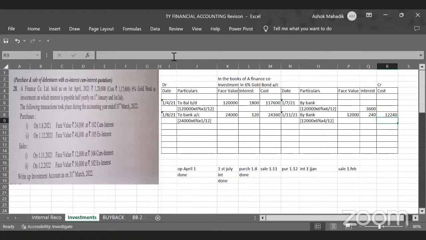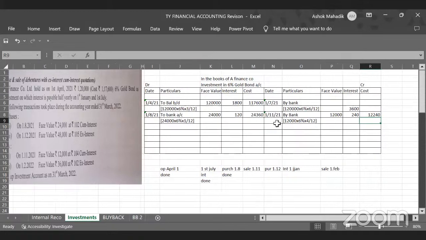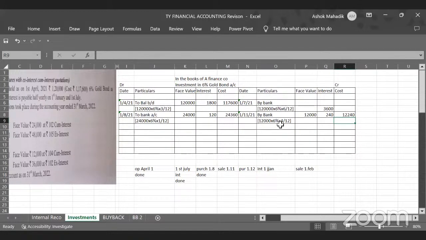Clear, students? Now, since there is a sale, we have to calculate whether we have made a profit or loss on this sale transaction. What we need to do? We need to know what profit or loss we have incurred on this transaction. I'll show you how to calculate profit or loss. Just drink some water.